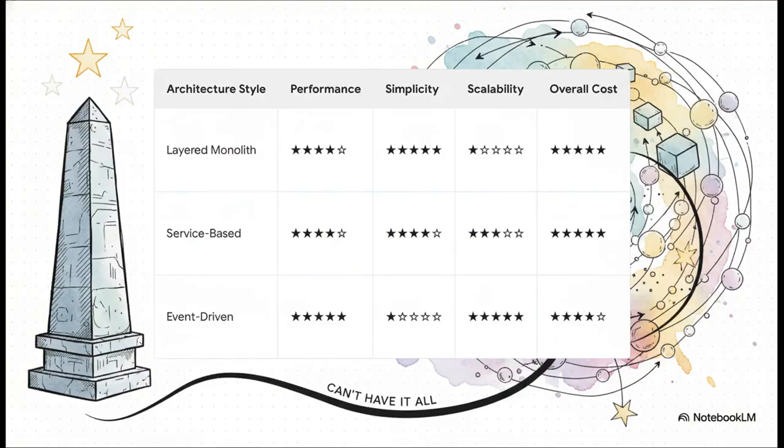And this table makes those trade-offs crystal clear. A layered monolith, you get 5 stars for simplicity and cost, but only 1 star for scalability. Need massive scalability? Well, an event-driven architecture gives you 5 stars there, but you pay for it with 1-star simplicity. You can't have it all. You have to choose what you're willing to sacrifice.